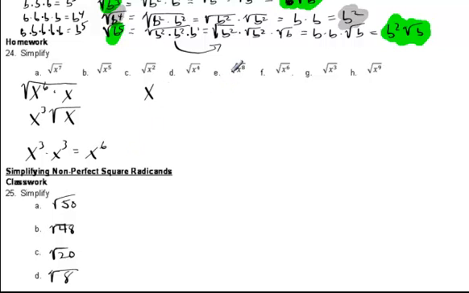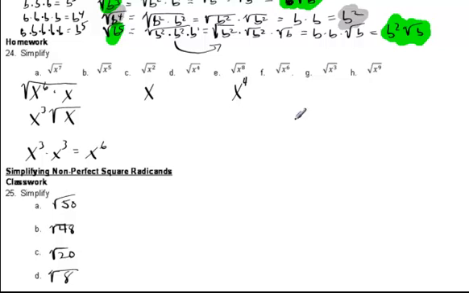Go to E. Square root of x to the 8th. Again, the 8 is even, so I know this is a perfect square, so I can find the square root of it. I just cut the exponent in half. Simple. Most of you had no problem with this today, and it was a great day for that.